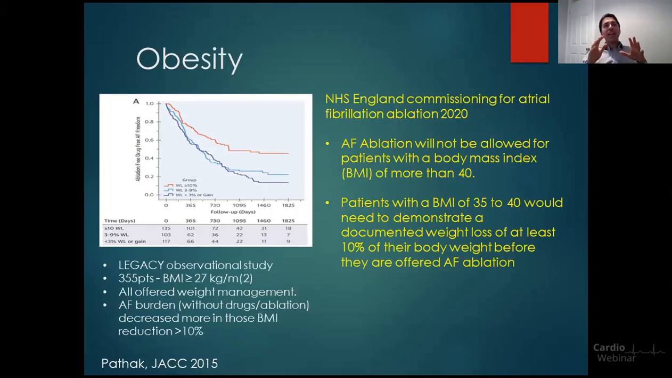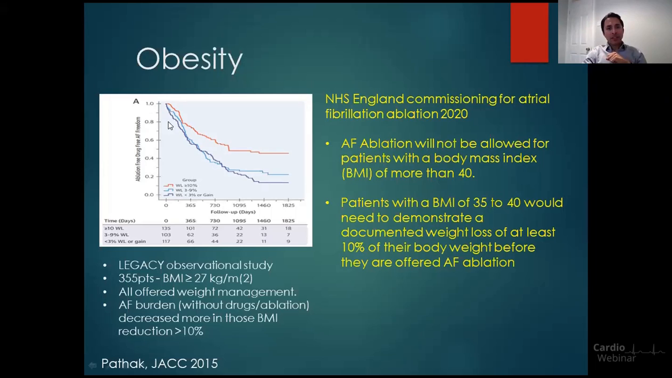Before going ahead with catheter ablation, they actually did a very nice lifestyle intervention. They offered them all a weight management program. Now, some of them adopted it, some of them didn't. Those who adopted it, they put in group 1. They were able to lose about 10% of their body mass index. And all of those who failed to do that, they put in group 2.